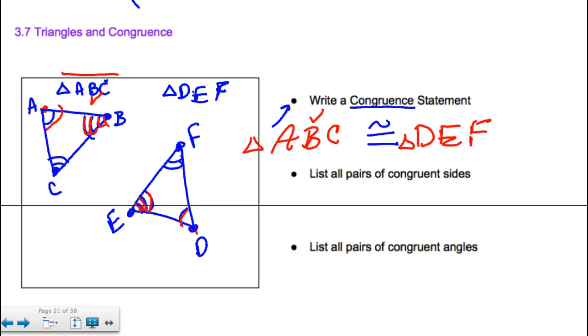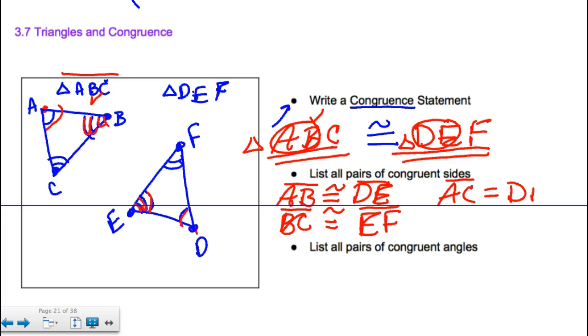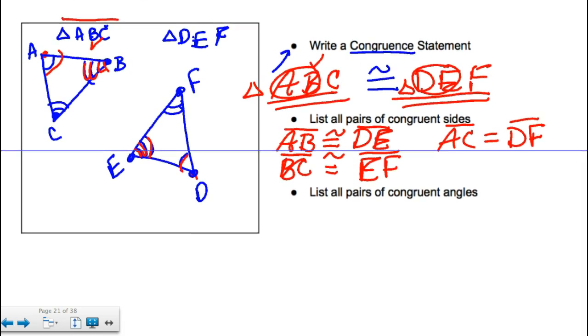Making maximum use of the congruent statement kind of helps you answer the questions quicker because AB is first and second, so it's going to have to be the same as DE, the first and second ones listed. See what I mean? AB, DE. Next, BC is second and third letters listed in the first one, so it's going to have to be congruent to EF in the second one. I don't need the picture if I have the congruent statement. AC, first and last, will have to be congruent to DF, first and last. All right, so that's all the pairs of congruent sides.